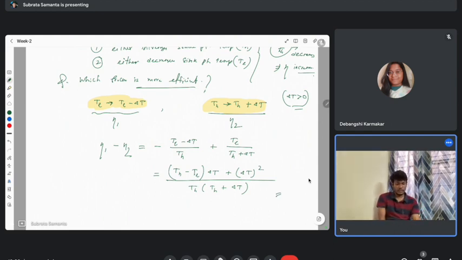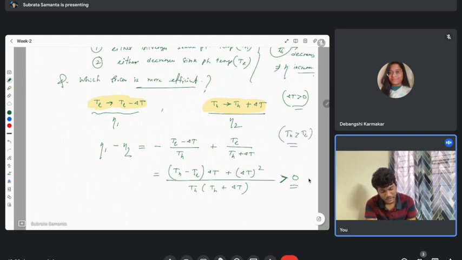We check this. So this is always greater than or equal to 0, because delta T squared is greater than 0, delta T is greater than 0, and TH is greater than TL. TH, the higher temperature, is always greater than TL. So that means eta 1 is always greater than or equal to eta 2. So which process is more efficient? This process is the more efficient.